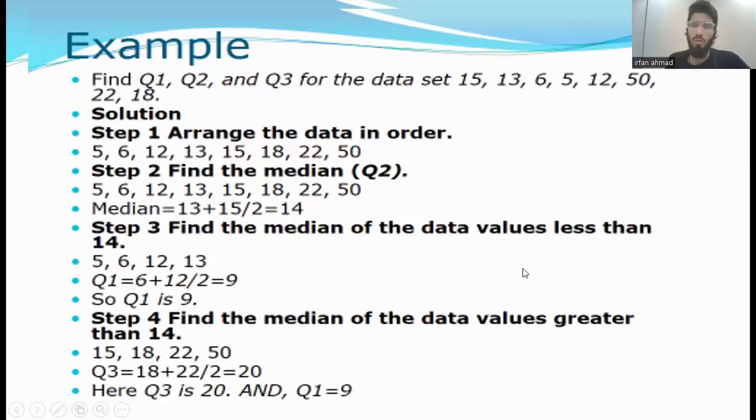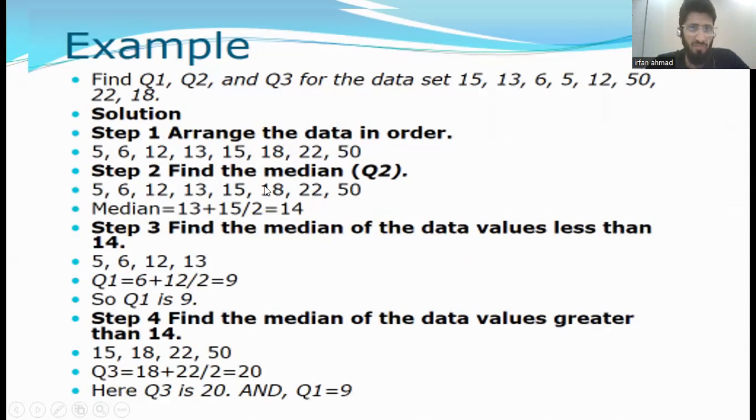Now, how can we calculate the quartiles, Q1, Q2 or Q3? If this is the data set, first we have to arrange the data in order. Except for mean and mode, order is important. Arranging the order is important for every other test. So we arrange the data in order.